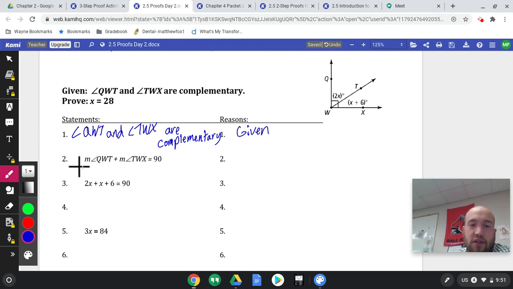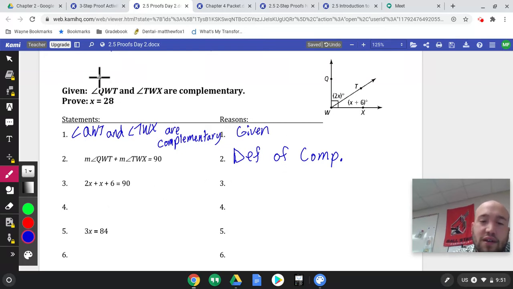Okay, so now number 2. We add those two angles up to equal 90, and the reason is our definition of complementary. Okay, we know that complementary means the two angles add up to 90. So I'm just going to put def of comp. Okay, now to line 3. Hopefully you can see they plug these in. If we plug it in, that is known as substitution.